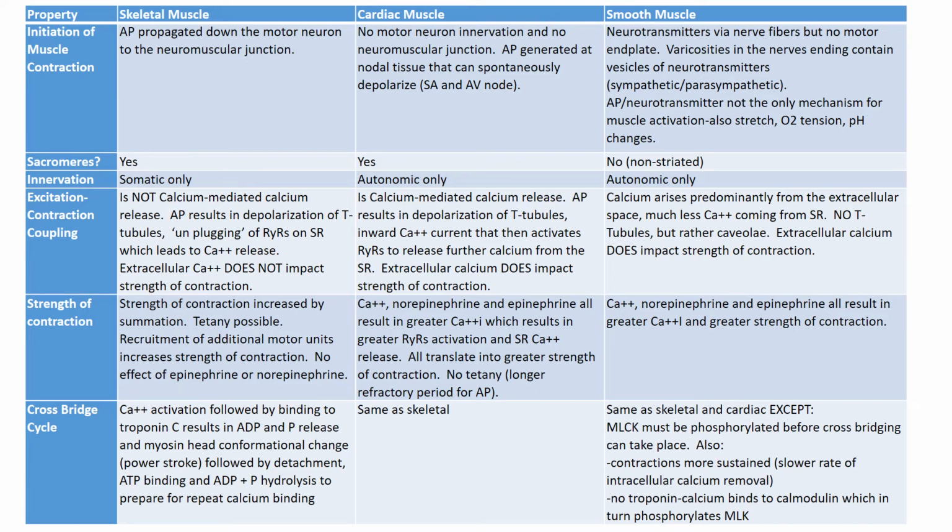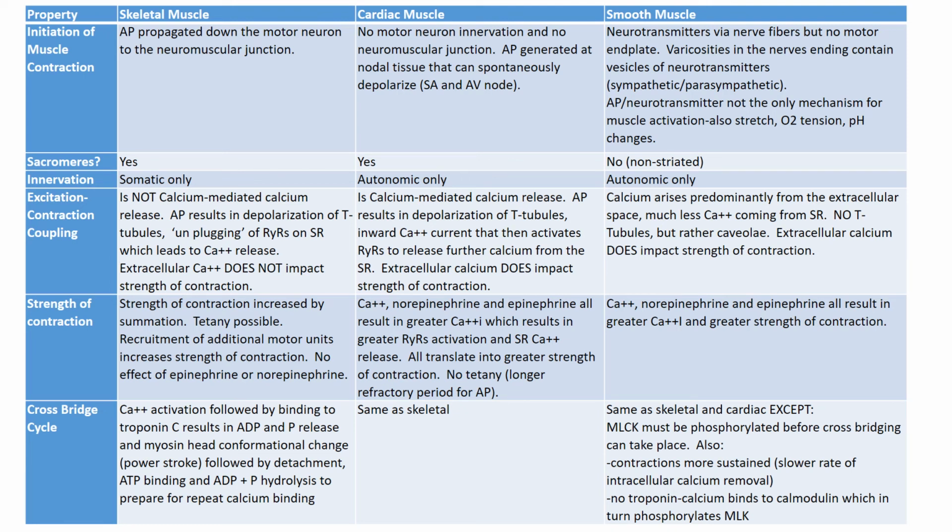Finally, cross-bridge cycle. In the case of skeletal and cardiac muscle, calcium binds to troponin C, which results in interaction of actin and myosin and conformational head changes in the myosin, the so-called power stroke, which is supported from an energy perspective by ATP, which is pre-hydrolyzed to ADP plus phosphate, so that it is ready to contract as soon as a calcium signal is experienced.